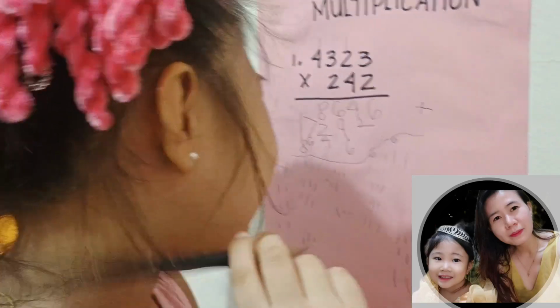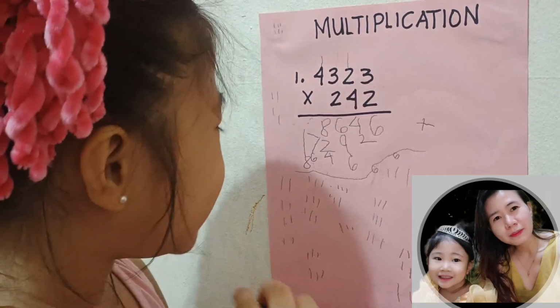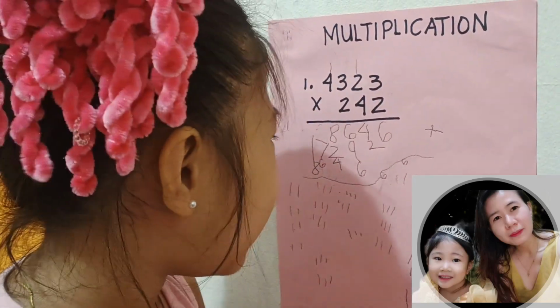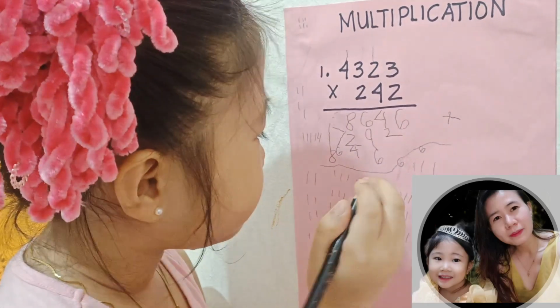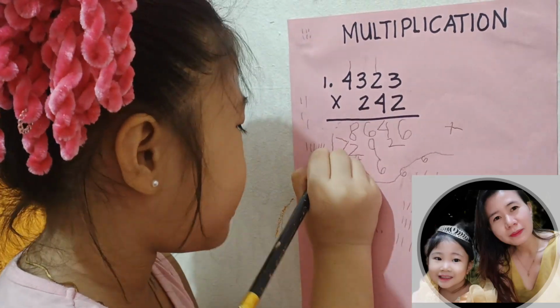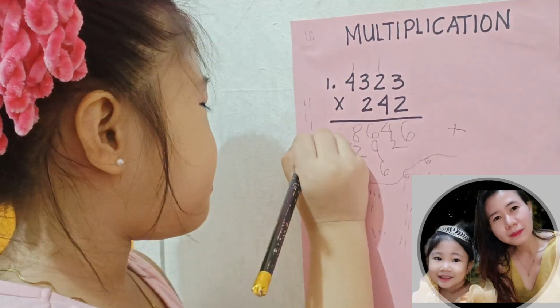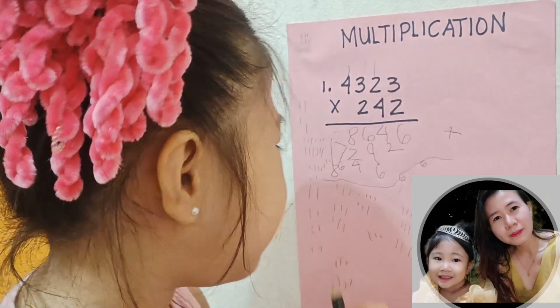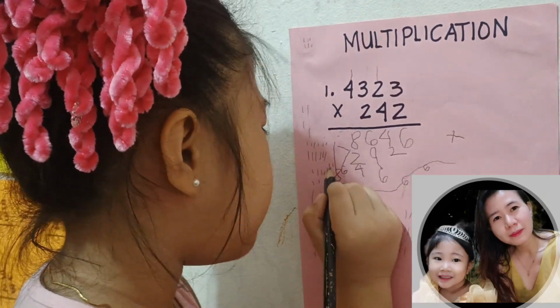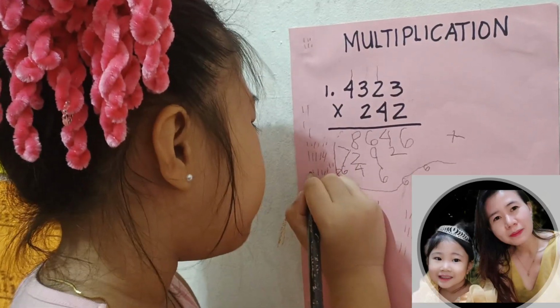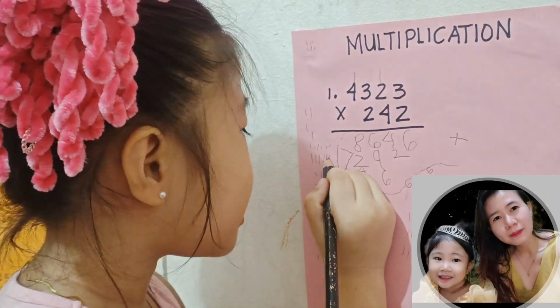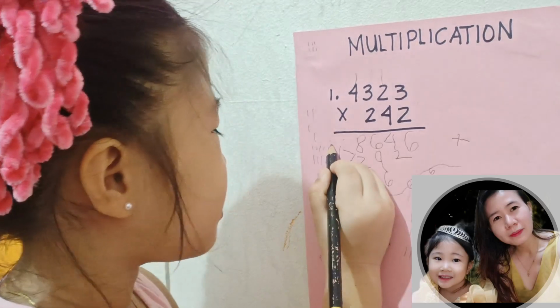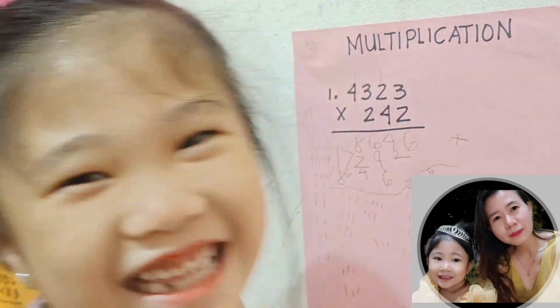Okay, now next is? And, 6 plus 9. I want 6. 1, 2, 3, 4, 5, 6. 1, 2, 3, 4, 5, 6, 7, 8, 9. 10, 11, 12, 13, 14, 15, 16, 17, 18, 19, 20, 21. It's 21! Okay. Yes, I made it again!